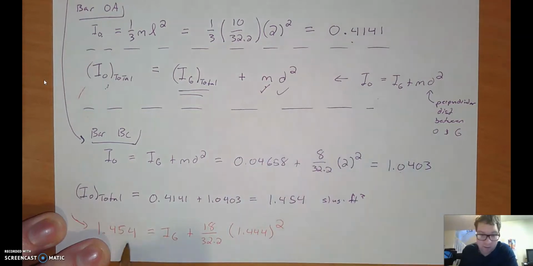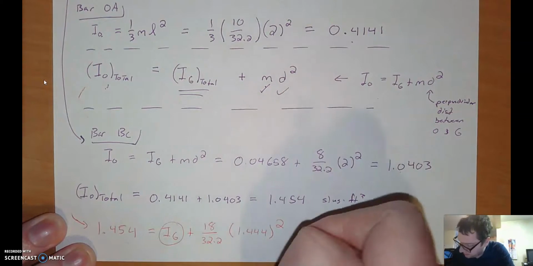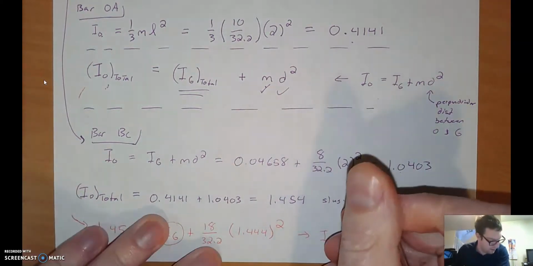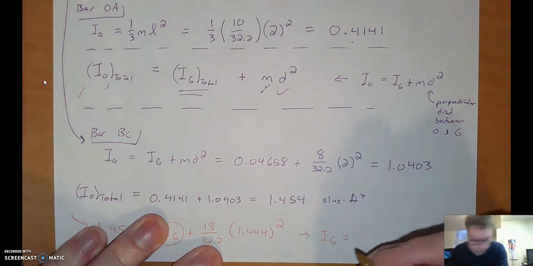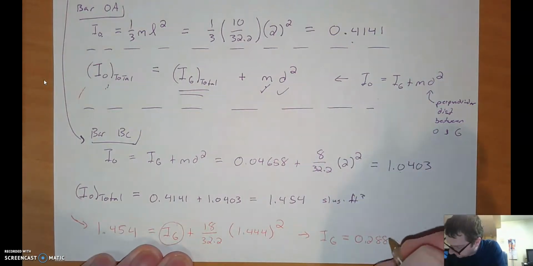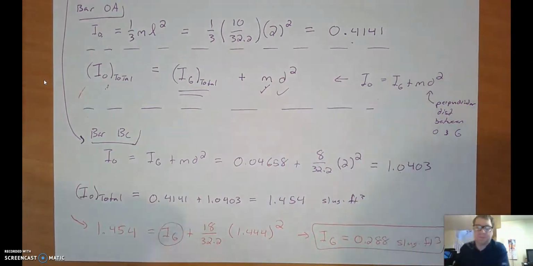So again, this is also parallel axis theorem. The only thing we're left to find is this IG. When we solve this, we find that IG is 0.288 slug feet cubed. All right, and if you have any questions, feel free to contact me.